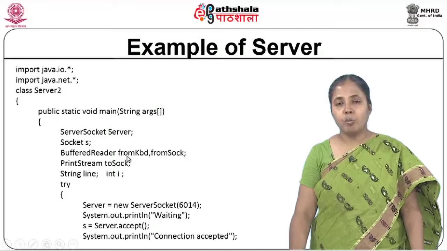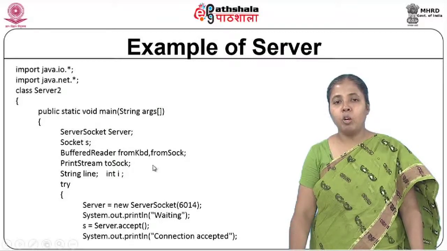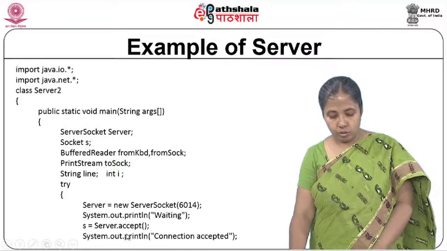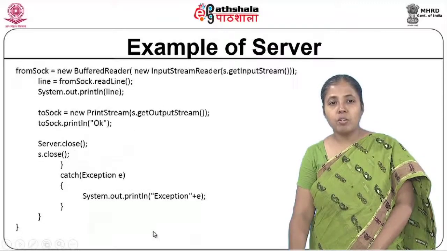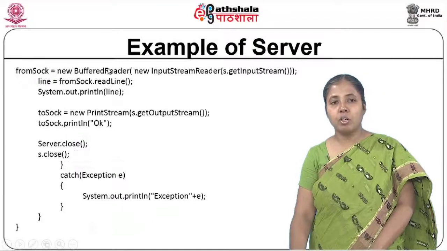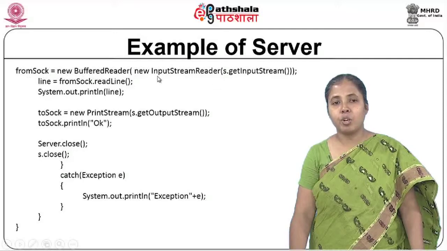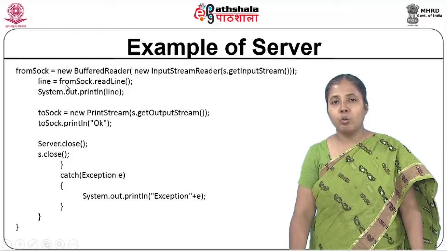So, we create three objects, one to read from the keyboard, one to read from the socket, and the other one to write to the socket. You create a socket object and make the server listen on the port number for the connection. Once the client gives the connection request, it starts reading. We wrap the input stream, getInputStream of the socket, with a BufferedReader to read from the socket. So, it is now trying to read from the socket.